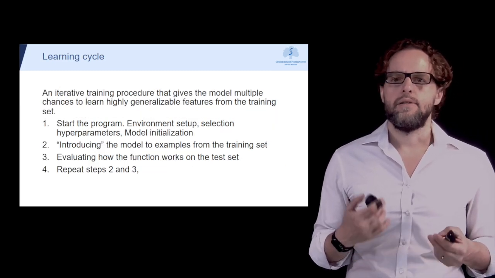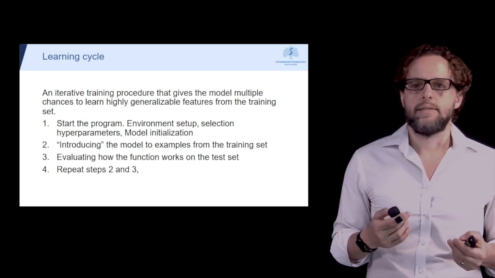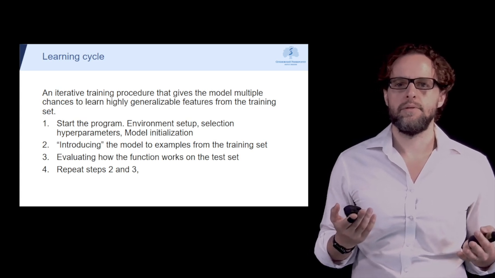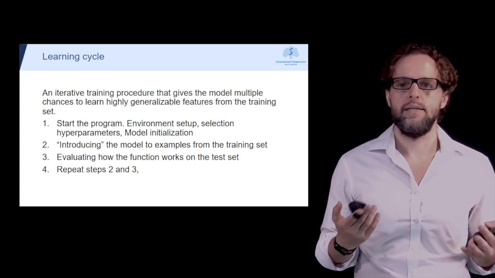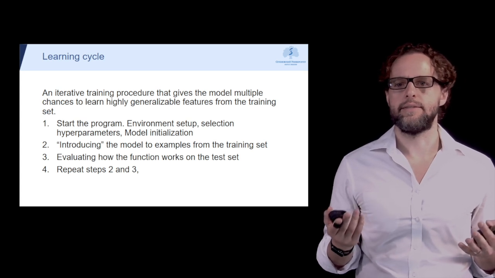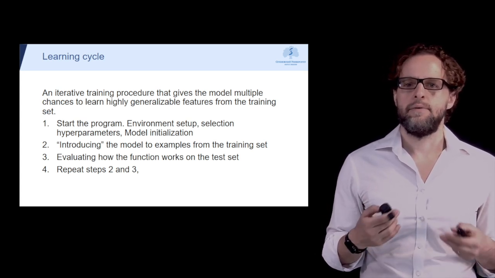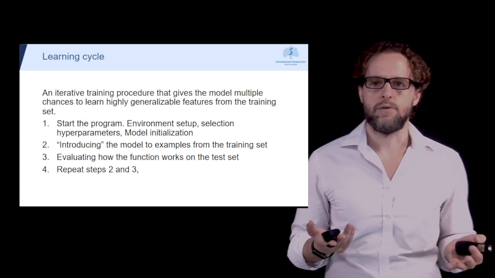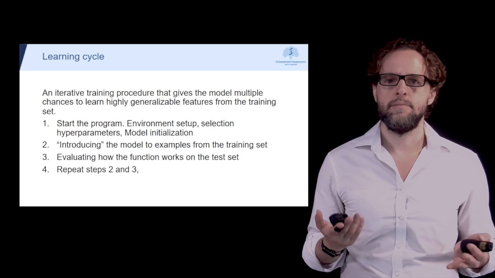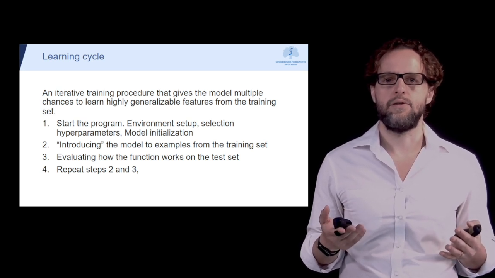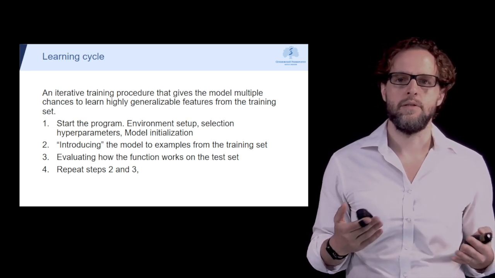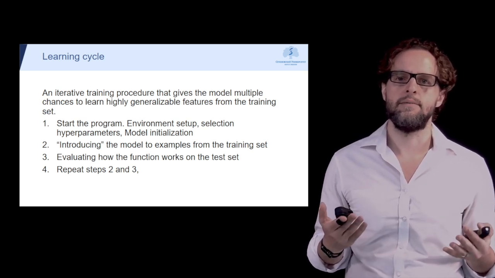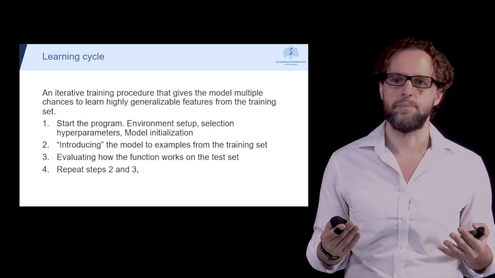Let's take a look at the learning cycle. It's an iterative process of training that gives the model multiple chances to learn highly generalized features from the training set. It has certain stages in its structure. We'll start with the launch of the program. The program customizes the learning environment with chosen hyperparameters and initializes the model with a random function.